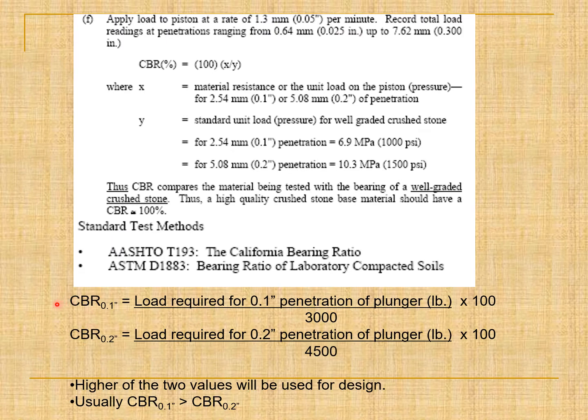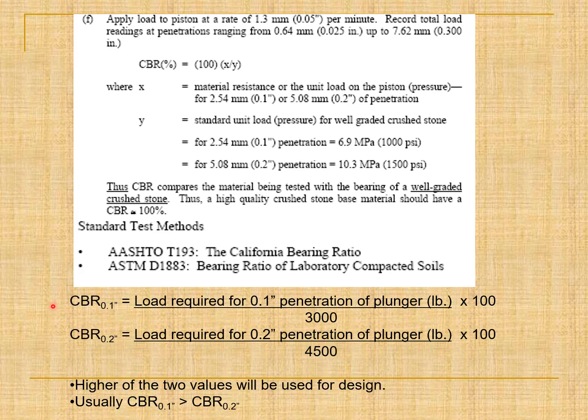So CBR corresponding to 0.1 inch penetration is the load required for 0.1 inch penetration of plunger in pounds divided by 3000, and that ratio is multiplied by 100. So 3000 pounds is the standard load for 0.1 inch penetration in the standard crushed rock available in the state of California. Whereas the CBR at 0.2 inches penetration is the load required for 0.2 inches penetration of plunger in pounds divided by 4500, and then it is multiplied by 100. So here 4500 is the standard load in pounds required for 0.2 inch penetration in the standard crushed rock.